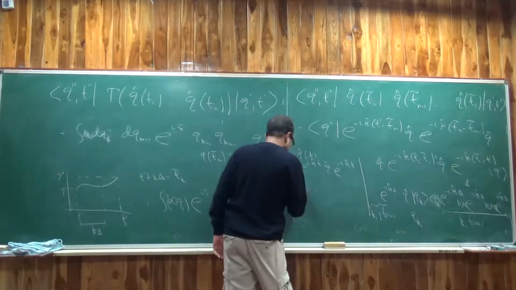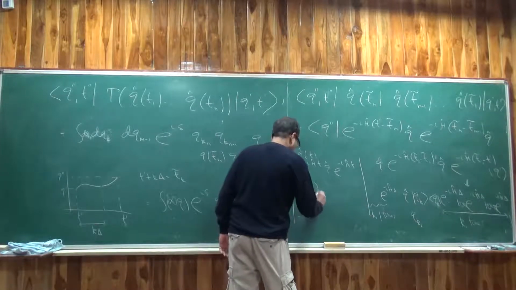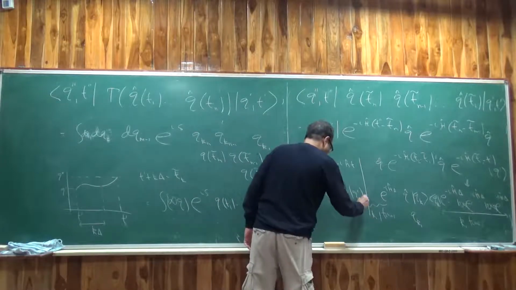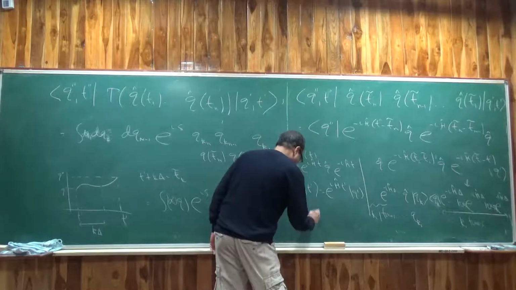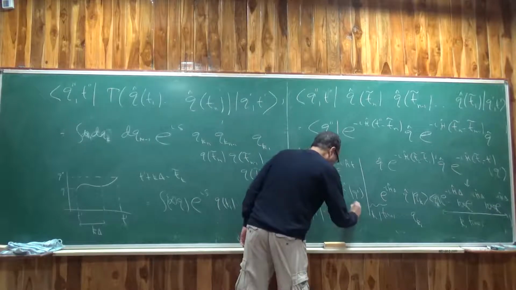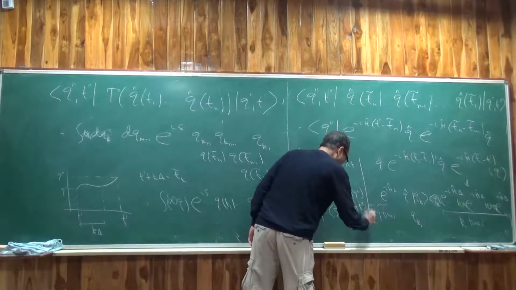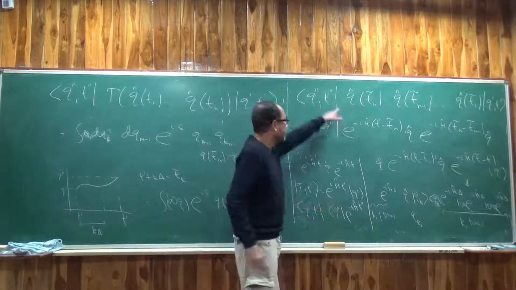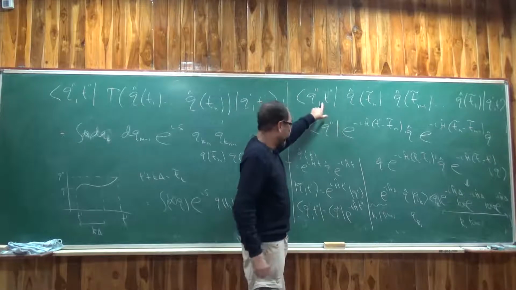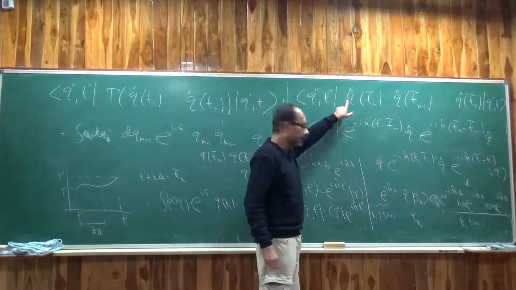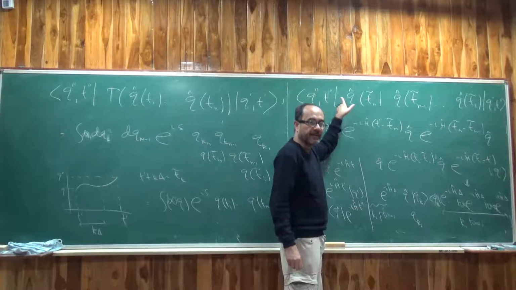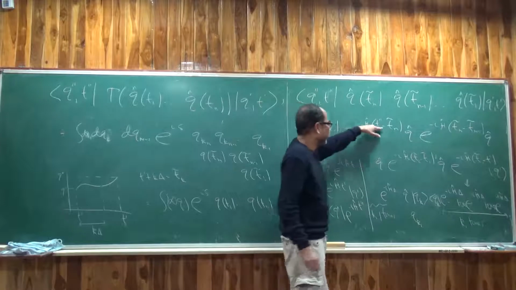The other one is that this |q', t'⟩ is e^{iĤt'} times |q'⟩, and ⟨q'', t''| is ⟨q''| e^{-iĤt''}. Okay, so once you substitute this here, you get to this. Because this gives you, for example, e^{-iĤt''}. This has e^{iĤt̃_n} to the right, to the left. Those combine to give you e^{-iĤ(t'' - t̃_n)}.